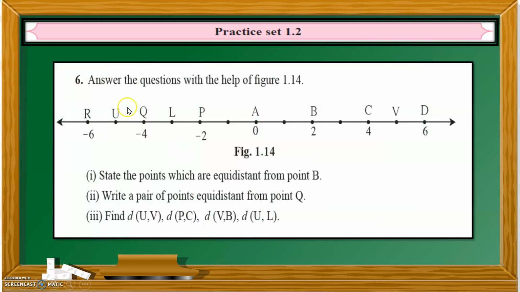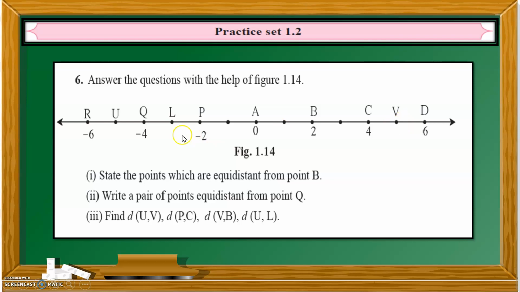Now, this is the sixth question. Answer the question with the help of the figure. This question you will have to try on your own. I will be discussing it right now, but you have to try it on your own. State the points which are equidistant from point B. Point B is here. Equidistant means at equal distances from both. So from B, if I take two units to the left, I have to take 2 units to the right. So one could be A and C.